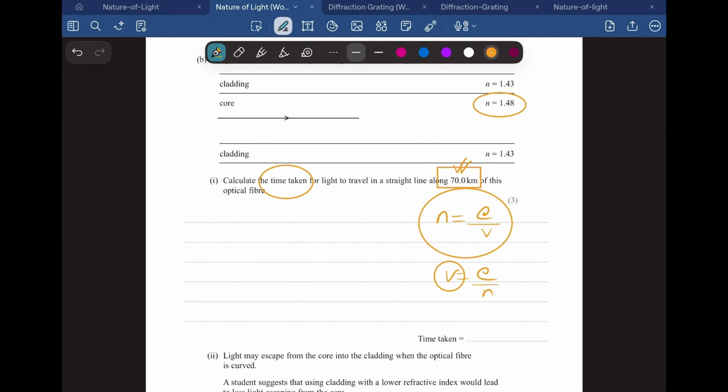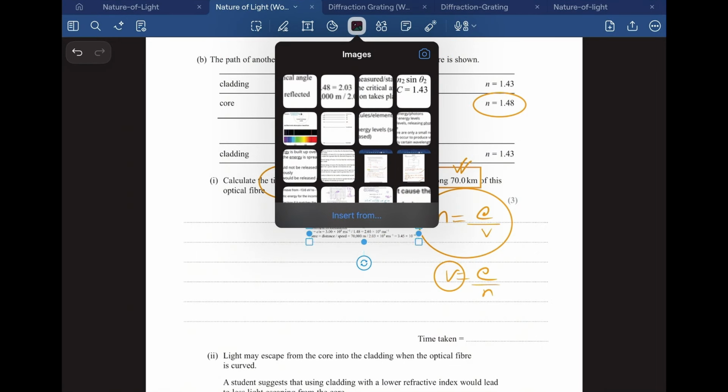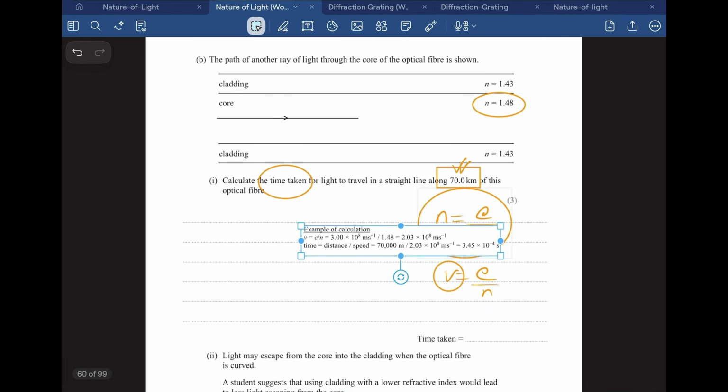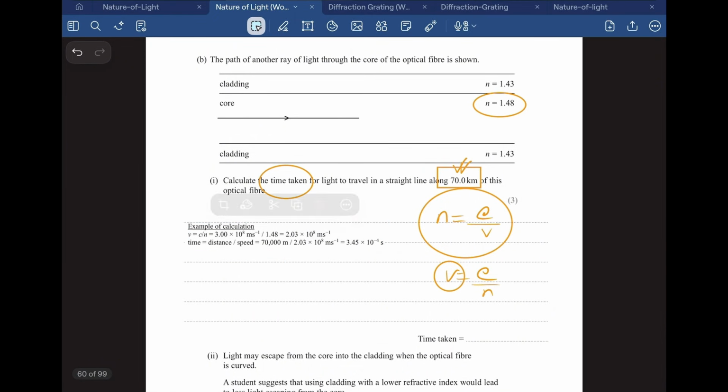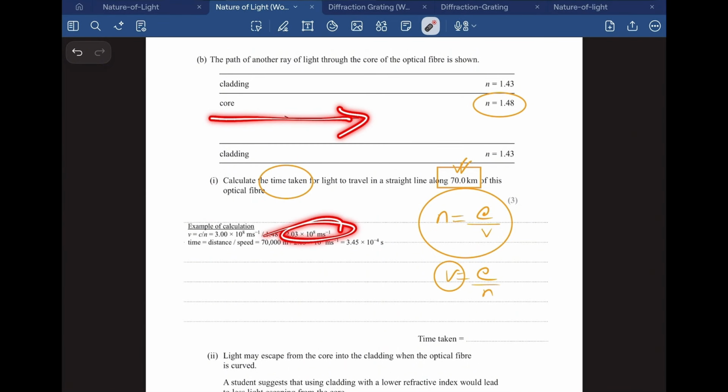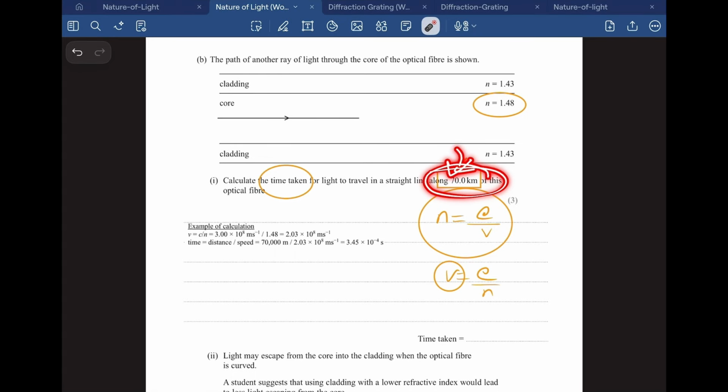So that is going to be the way that we will be doing the math. v is equal to c by n, from where we'll figure out the velocity of the light traveling in this core. When it travels in the air, the speed is this, but the speed of light in the core is basically this. And then time is distance divided by speed. As it will be covering 70 kilometers, the time taken for it to travel the 70 kilometers can be figured out like this.